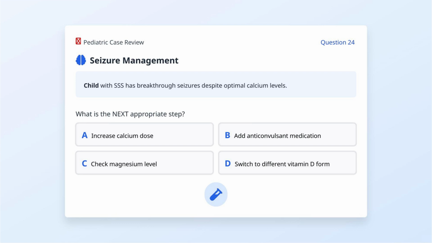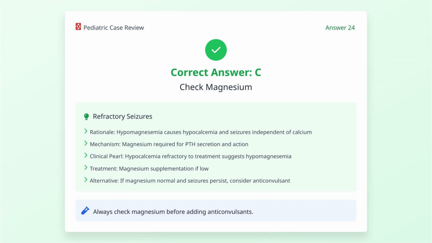A child with Sanjad-Sakati syndrome experiences breakthrough seizures despite optimal calcium levels. What is the next appropriate step? Option A, increase calcium dose. Option B, add anticonvulsant medication. Option C, check magnesium level. Option D, switch to different vitamin D form. Consider additional factors affecting seizure control. The correct answer is C, check magnesium level.